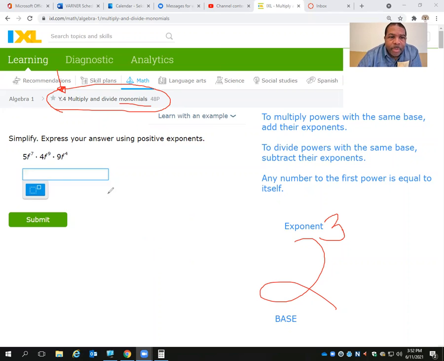Now, as I always say, you're going to write it out because writing it out pops it into your brain a little harder. So this part is a monomial, and this says times 4f to the 9th power times 9f to the 4th power. Now we're going to multiply. So to multiply powers with the same base, add their exponents. Well, let's take a quick look, and the base here is f. The base here is f. The base is f.